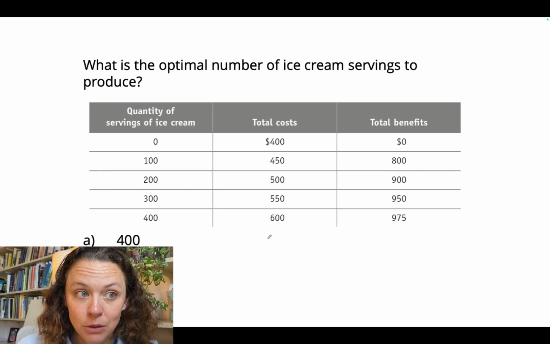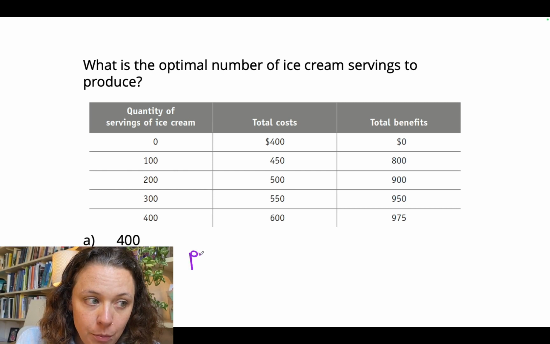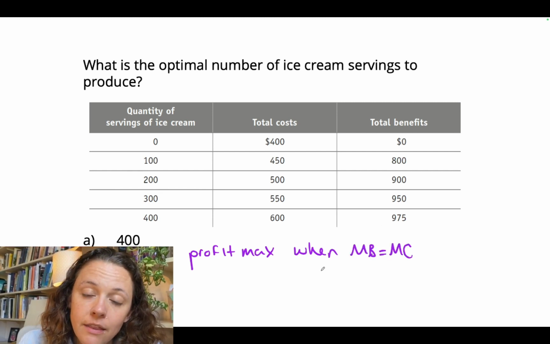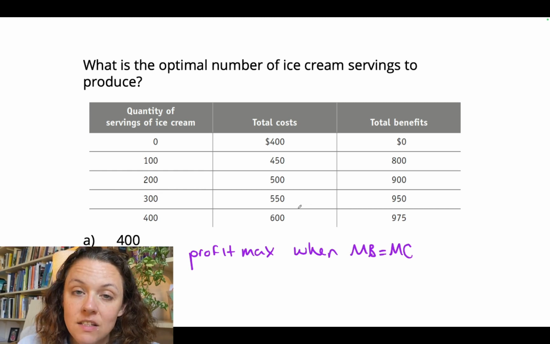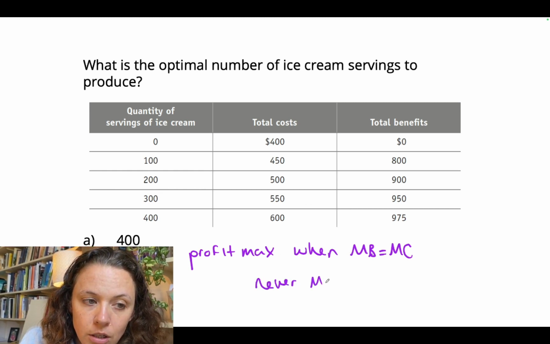Now for this last example, we're going to do the same thing, trying to find the optimum quantity to produce based on the principle that we profit maximize when marginal benefit equals marginal cost, and remembering that if they're never quite equal, we want to get as close as we can without going over. So never marginal cost greater than marginal benefit. We never want to do this.